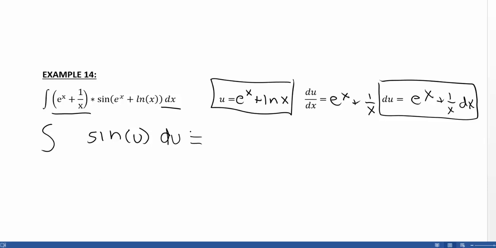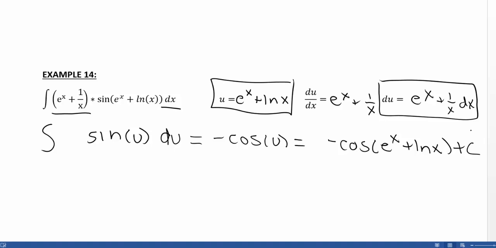The antiderivative of sine is going to be negative cosine. So here I get negative cosine of u, but I don't want u in my final answer. So I have negative cosine, now I substitute back in, of e to the x plus the natural log of x. So here I can see that I have my antiderivative, and again, I found it using substitution. Again, I knew that my main function was a trig function because the inside of the sine function was something complicated. That helped tip me off that that was the main function.